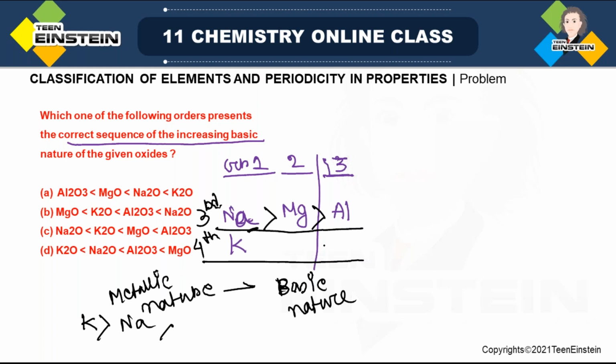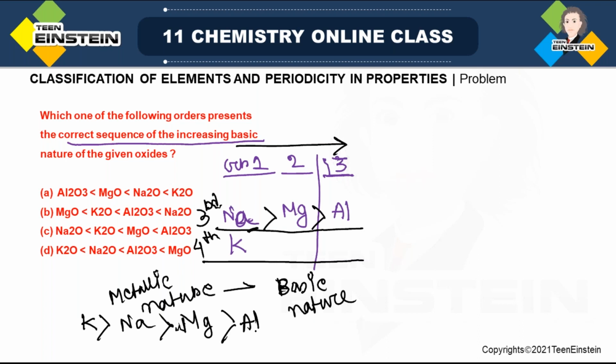Now, probably you can understand why I am saying Na is more metallic than Mg, Mg is more metallic than Al, because as you are moving from left to right, metallic nature is decreasing and non-metallic character is increasing. So that is why sodium is greater than Mg. Then after Mg, it is aluminum. So this is the metallic property.